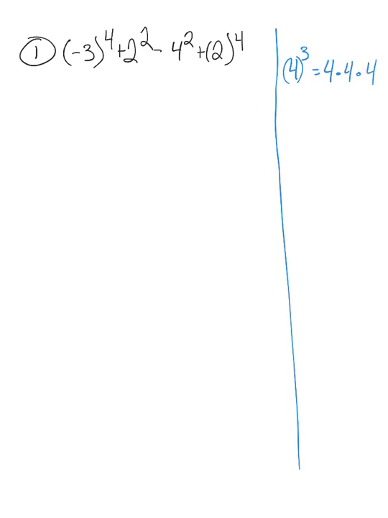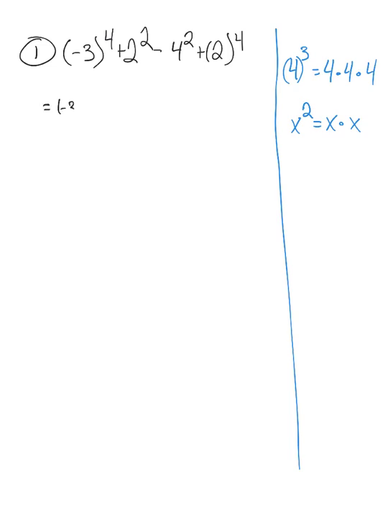It means we're multiplying the 4 by itself 3 times. Say we have x to the 2, which means we have x times x. So using this, let's write out what we have in our equation.